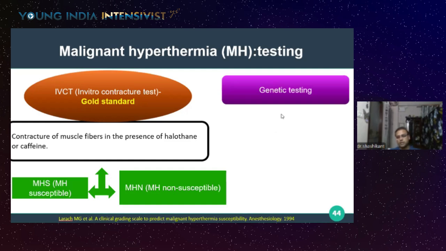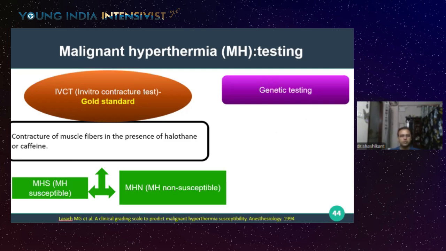That means, suppose I find the patient is having a mutation corresponding to MH, but whether that mutation is actually expressed phenotypically when that individual in future is going to be exposed to trigger agents like inhaled anesthetic or succinylcholine. So that is the drawback of doing genetic testing.